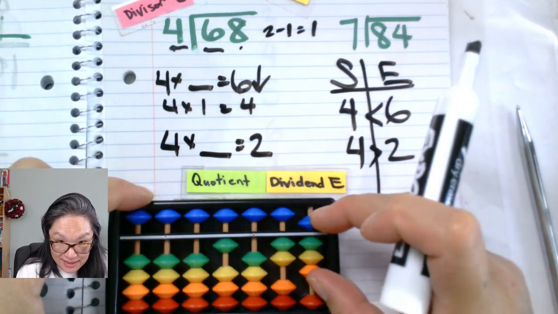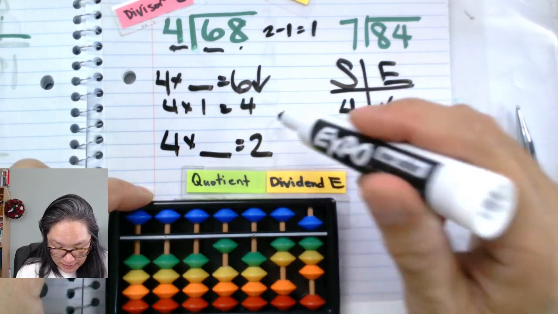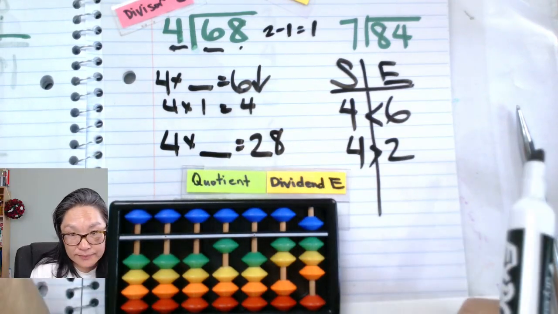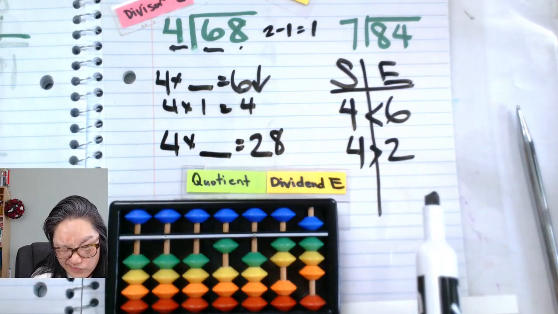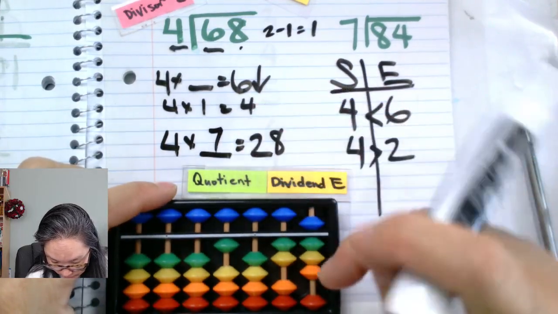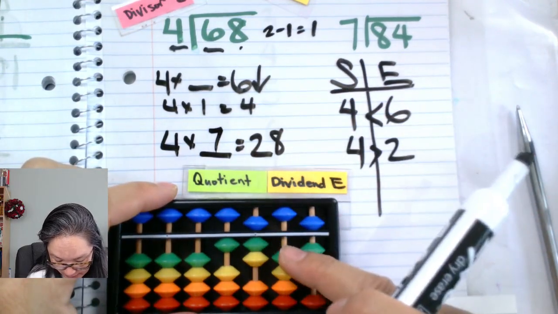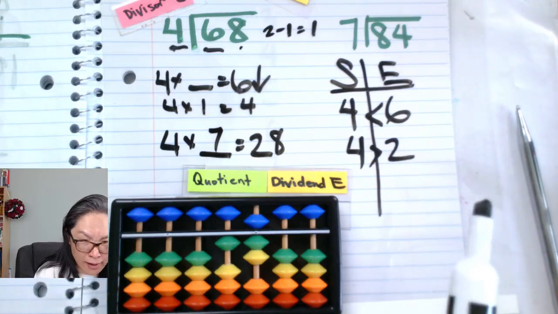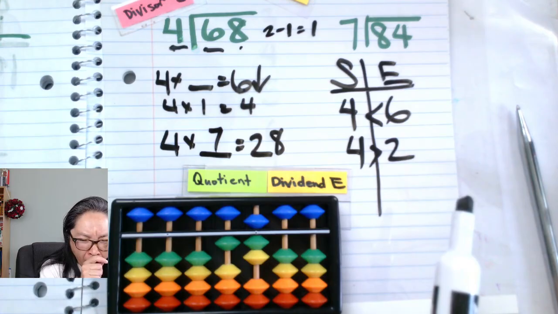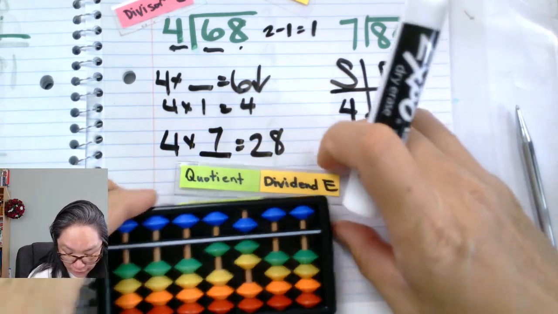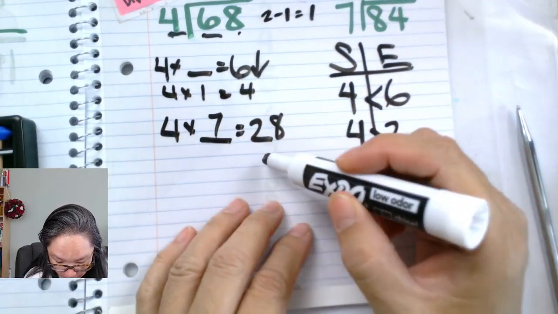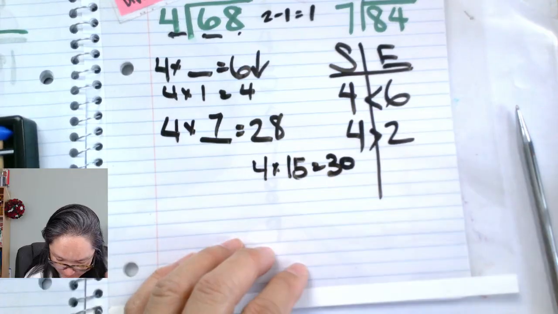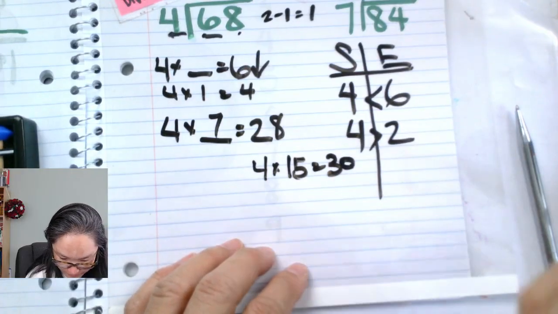So I'm going to add this second column, 8. Now my question is complete. 4 times what is equal to 28 or less? 4 times 7? Put my 7 here, take away 20, take away 8. So my final answer is 17. Right? Which is very different than, well, 4 times 15 is equal to 30, right? Is that right?